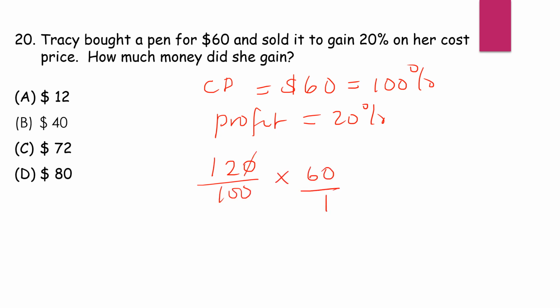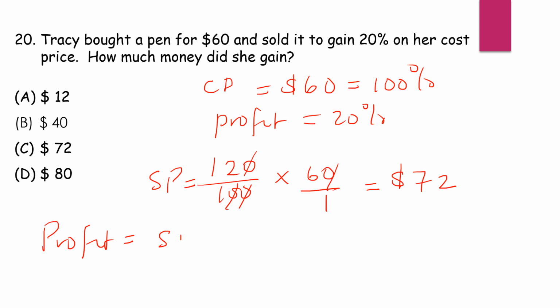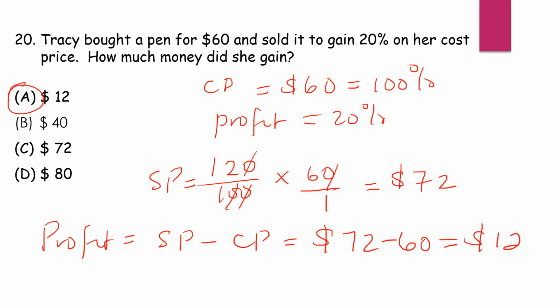We're going to cancel this 0 with this 0, and this 0. 12 times 6 is $72. So that's the selling price. Okay, so we want to know the profit. And the profit is the selling price subtract the cost price, which is $72 minus 60. We're going to get $12. So the answer is A.